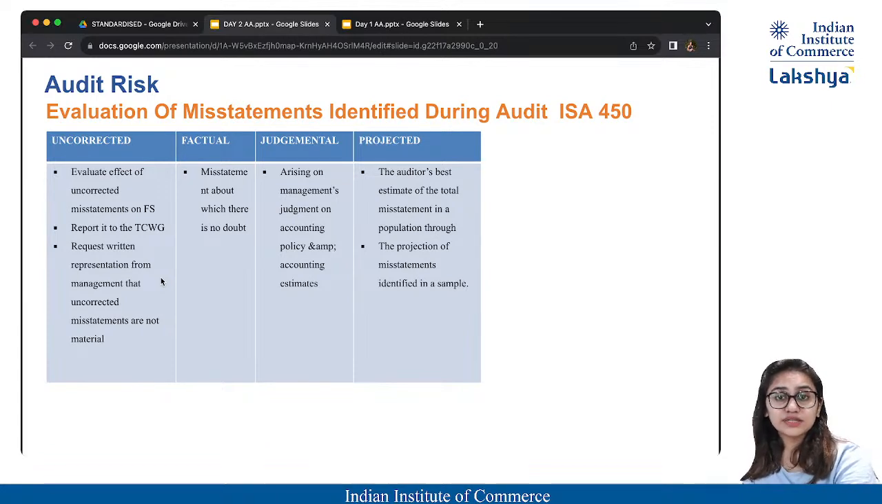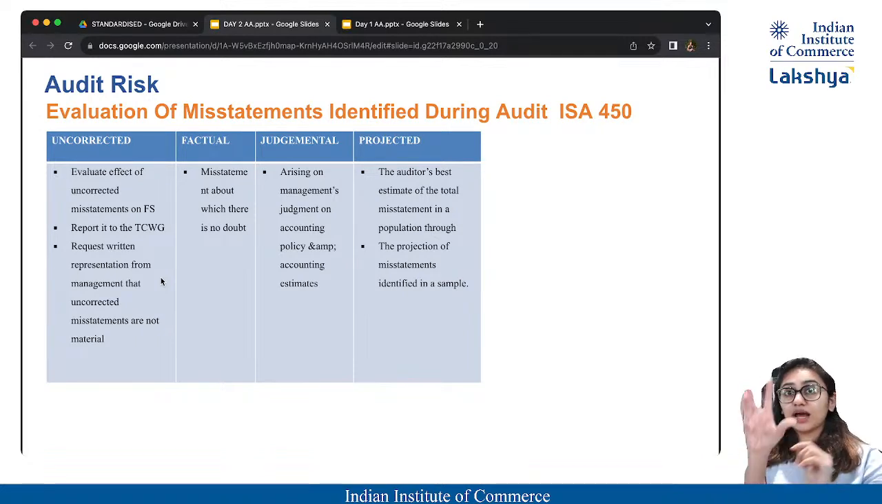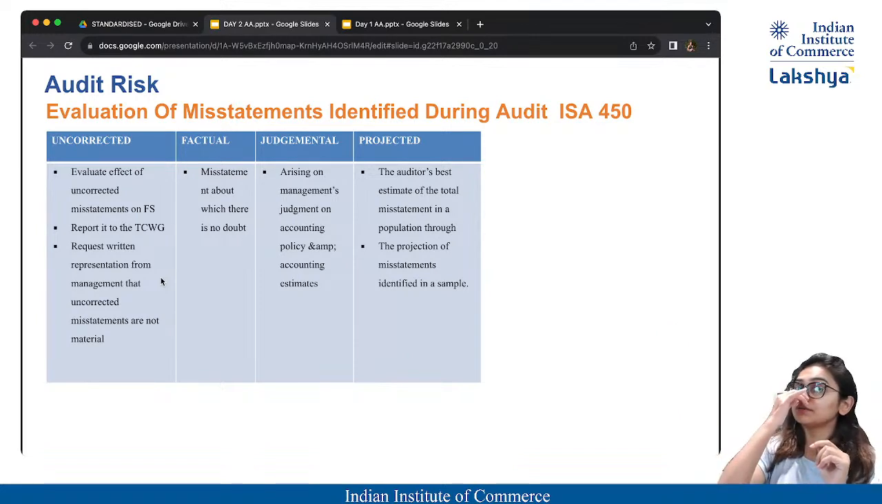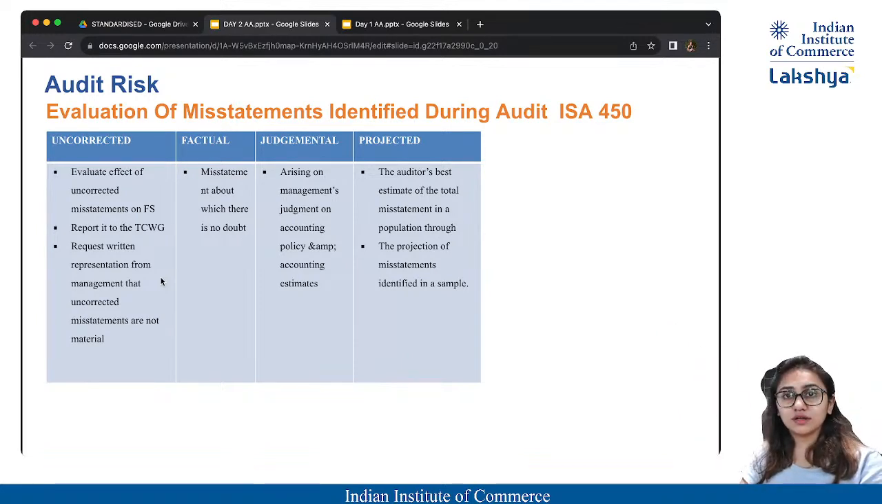And the last one is the projected misstatement. What is a projected misstatement? The auditor's best estimate of the total misstatement in a population through the projection of misstatement identified in a sample. From all the population that is available, the auditor's best estimate of the misstatement is projected misstatement. For example, I projected a figure on the screen. So that was my best estimate that I have projected.